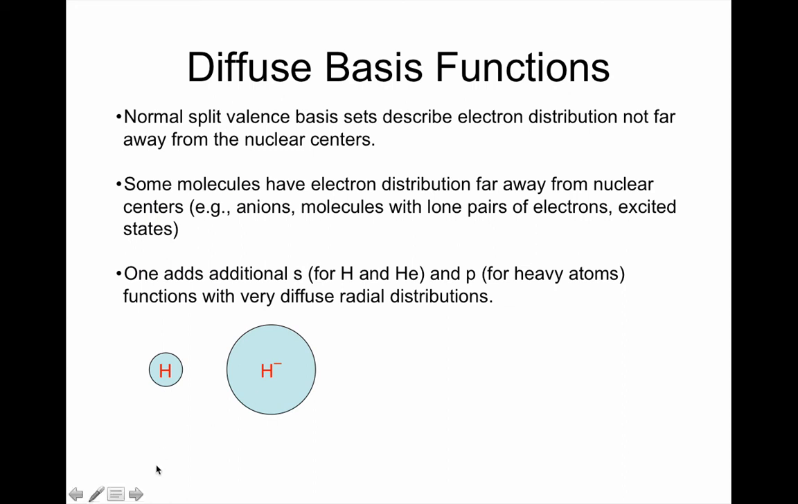So in this case here, we have the hydrogen atom. It has an electron distribution like this. If we add an electron, then we get a more diffuse state of the hydrogen atom, meaning that we would need to include the so-called diffuse basis functions in our basis set.